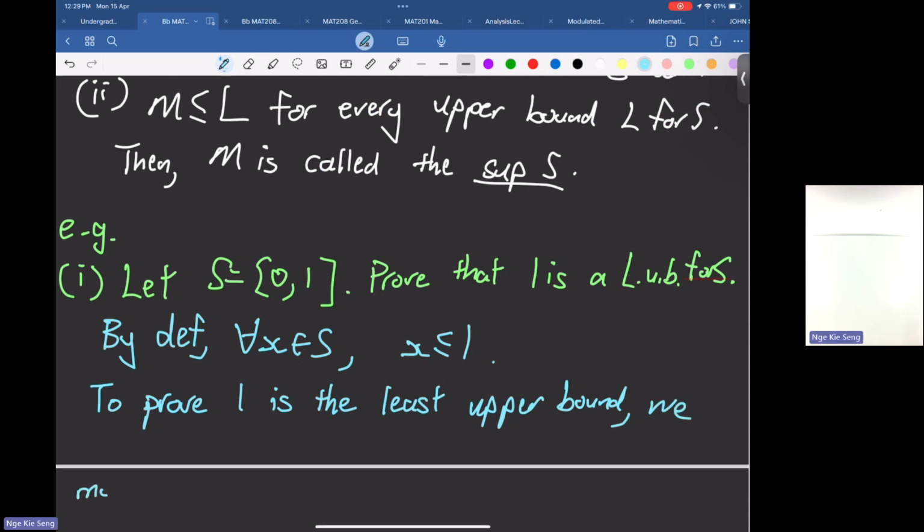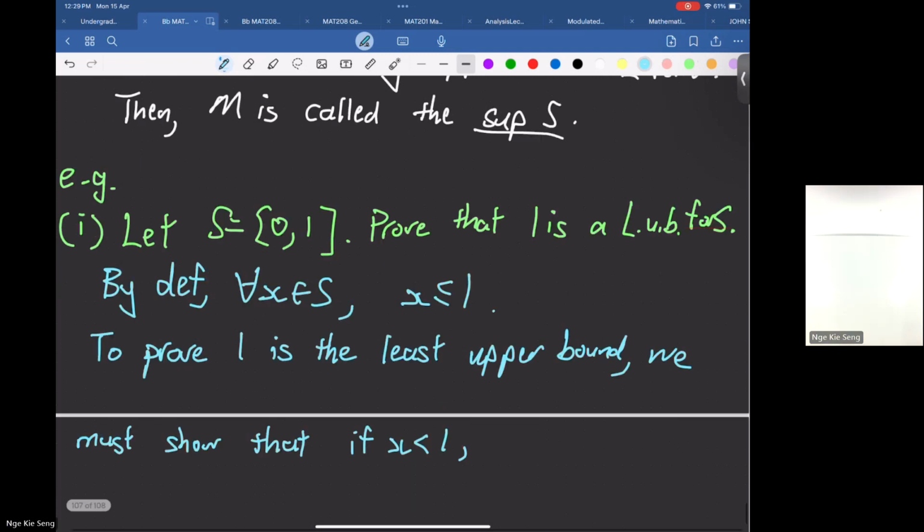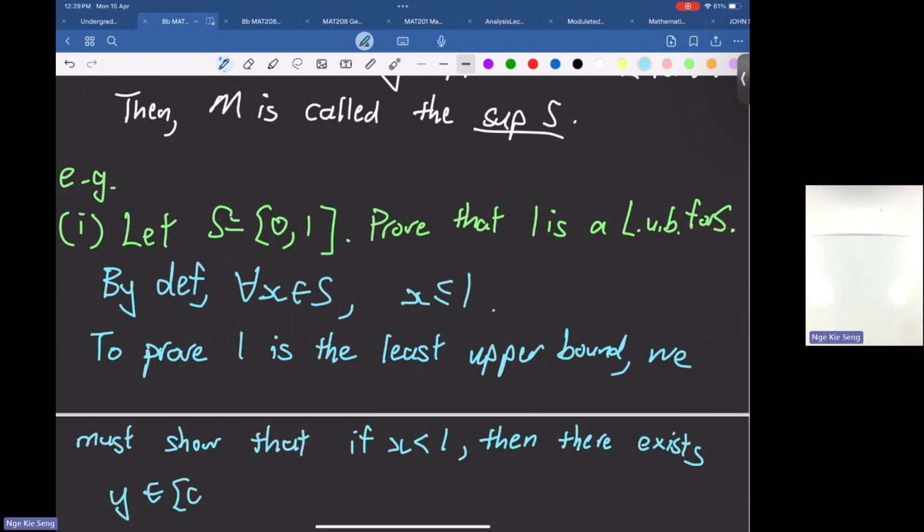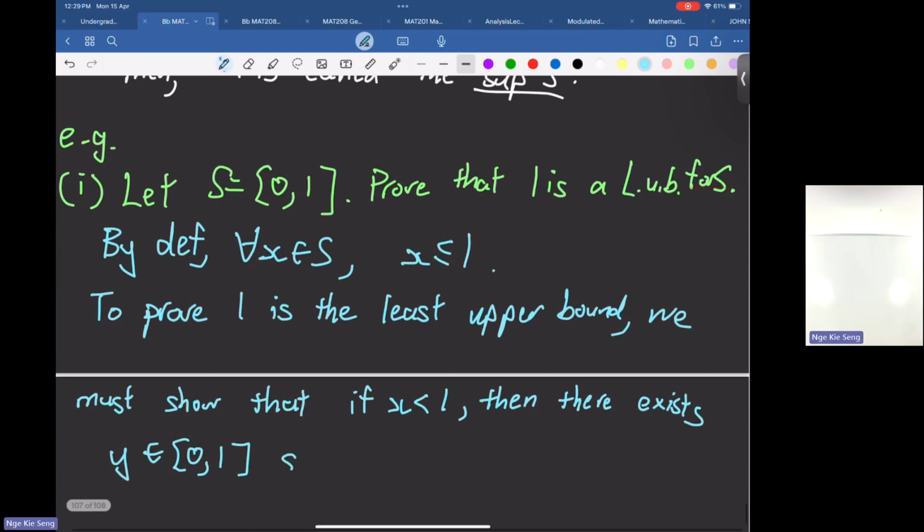We must show that if x is less than 1, then there exists y in the set such that x is not the upper bound. Okay, there's something greater than x. Makes sense or not? Anything below my least upper bound, there's something greater than it.